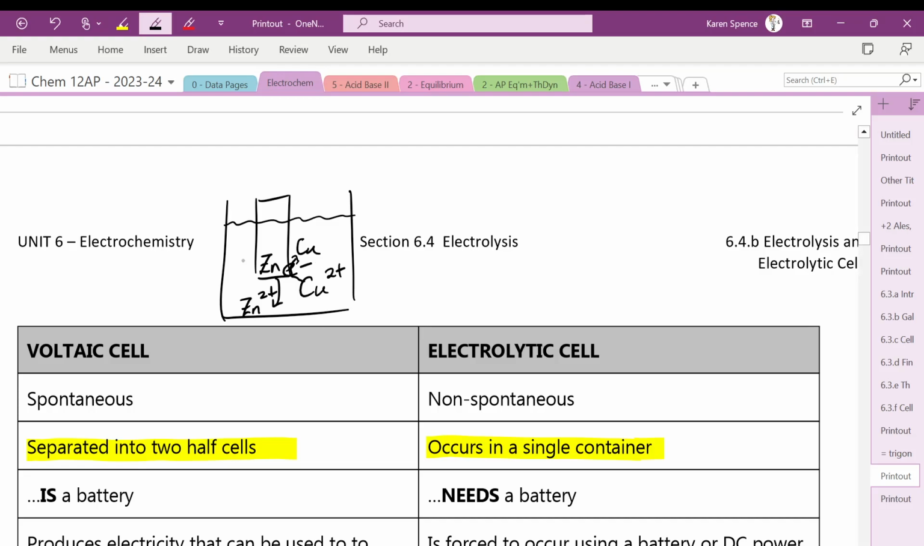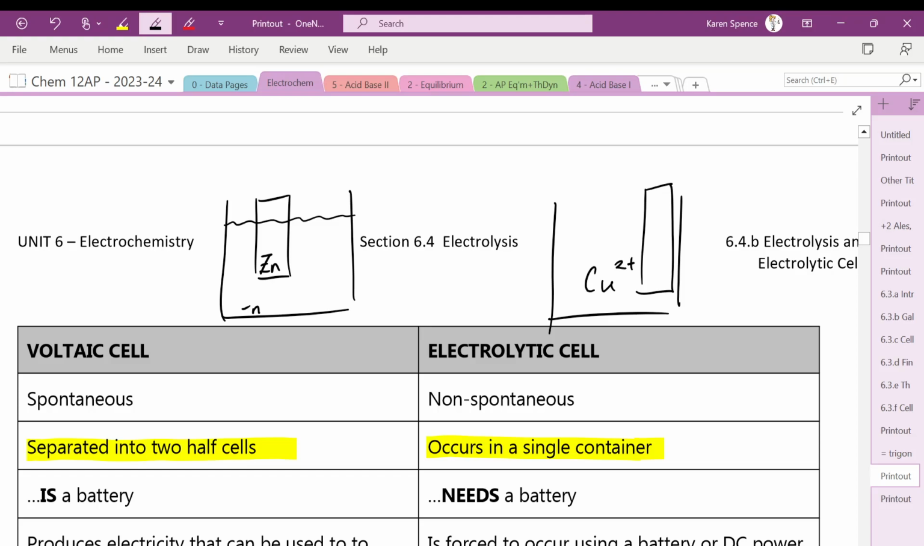So if you have everything all in one beaker, the electrons won't have to go through a wire, which is why instead of having the copper ions right here, we would instead put the copper ions that want to take the electrons over here. So then for the electrons to leave the zinc, they actually have to go all the way through the wire over to the other one. Is that good? Okay.